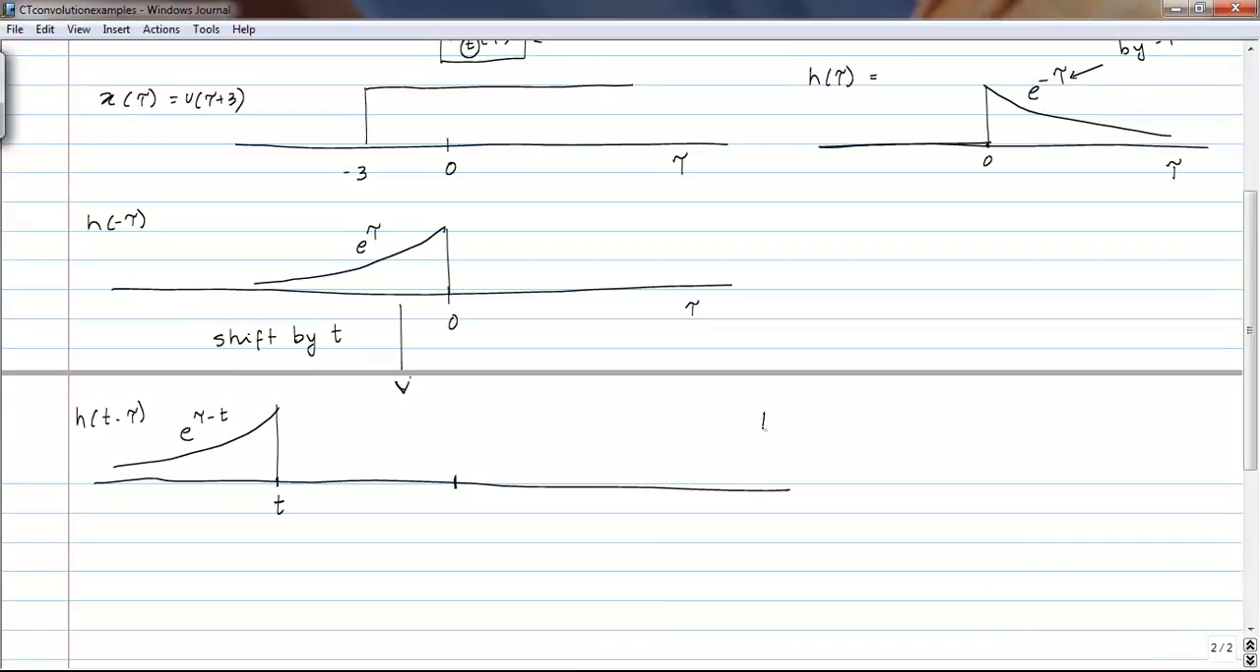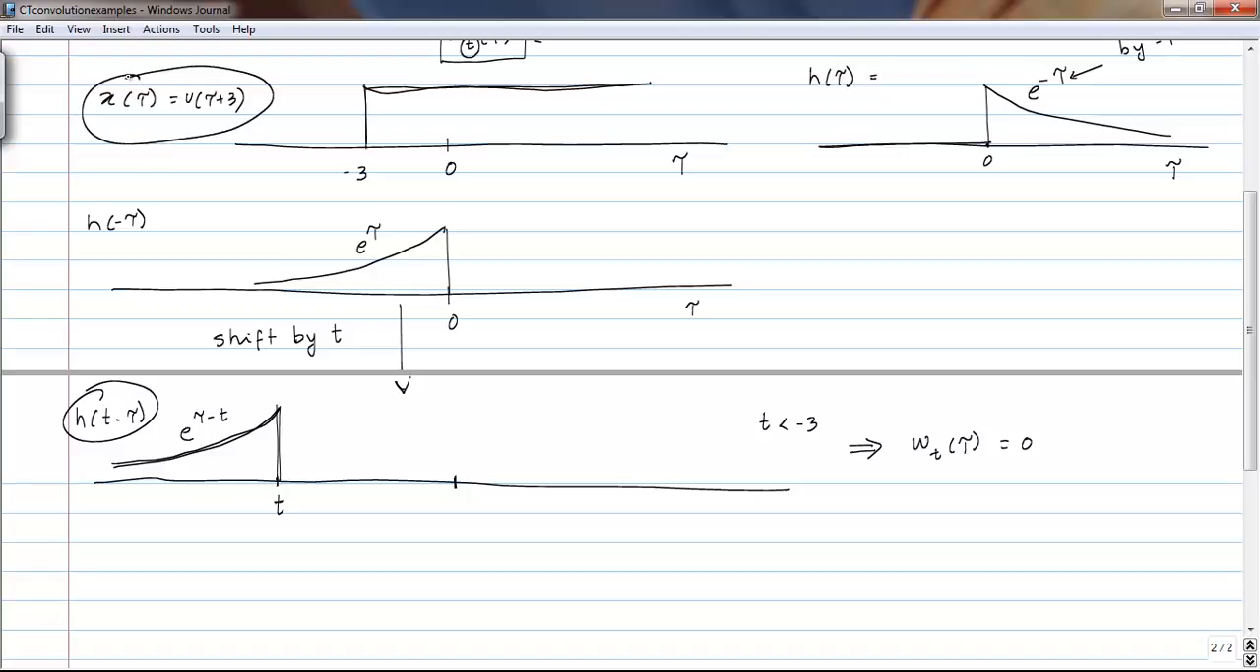So this is the case when t is less than minus 3. Well, what's magical about minus 3? What's magical about minus 3 is this. If t is less than minus 3, h of t minus tau and x of tau will not overlap at all for any value of t, and what we will end up with is an intermediate signal w_t of tau, which is 0 for all values of tau. Essentially what's happening is I am multiplying this signal and this signal.